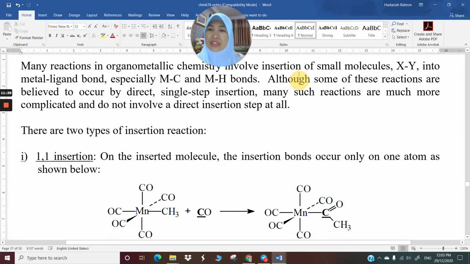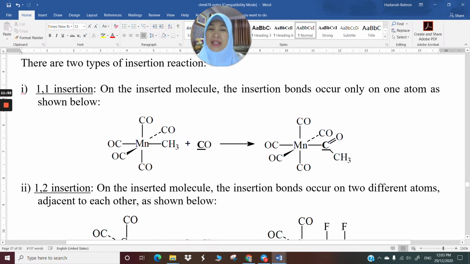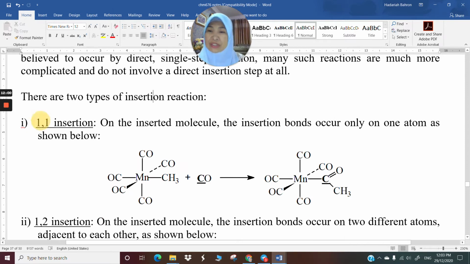Although some of these reactions are believed to occur by direct single-step insertion, many of such reactions are much more complicated and do not involve a direct insertion step at all. Now, commonly there are two types of insertion reaction. You have a 1,1 insertion. What does a 1,1 insertion reaction mean? On the inserted molecule, remember we are looking into the molecule, the insertion bonds occur only on one atom, as shown below.